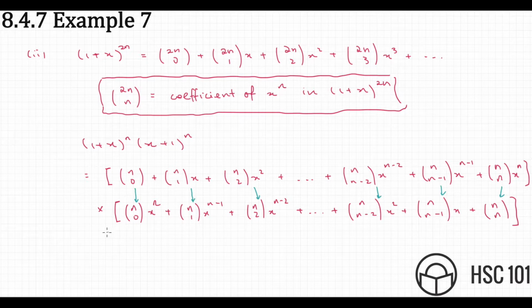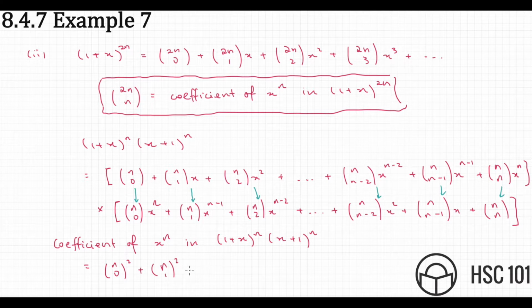So in other words, the coefficient of x^n in the expansion for (1 + x)^n times (x + 1)^n is equal to nC0 squared + nC1 squared + nC2 squared, all the way to nC(n-2) squared + nC(n-1) squared + nCn squared.